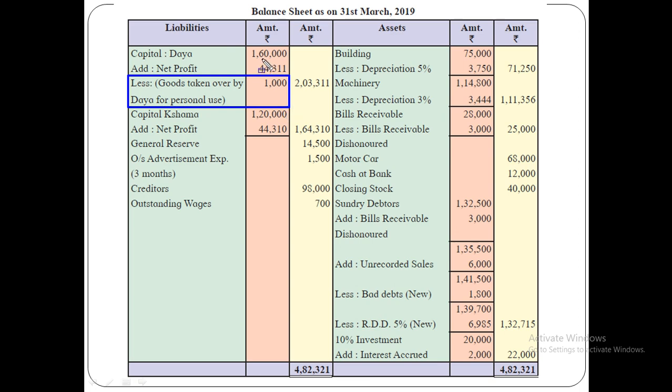So her total capital was 1,60,000. We are deducting this figure separately. Next is return of 1800 as bad debts and maintain RDD of 5%.